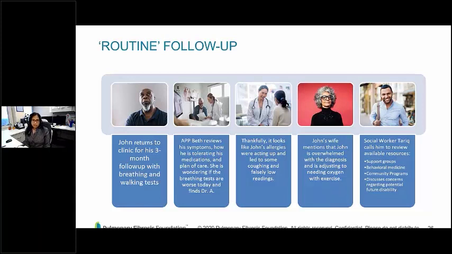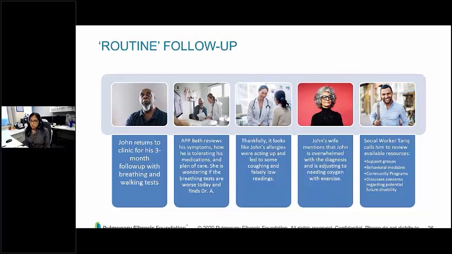And so Beth and Dr. A discuss John's case with the social worker Tariq in the clinic, who calls him after the visit to review what's out there. Support groups had been brought up to John in the past, but he wasn't quite ready to hear about it during that first visit, which is completely understandable. They do talk about whether he's interested in a behavioral medicine referral in terms of looking at coping strategies, and they also talk about community programs that are out there to support him.